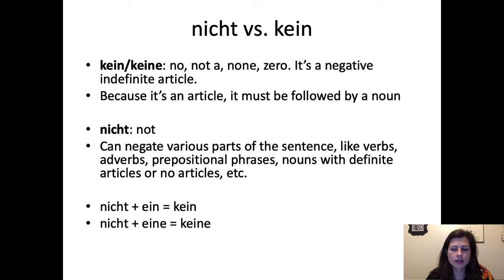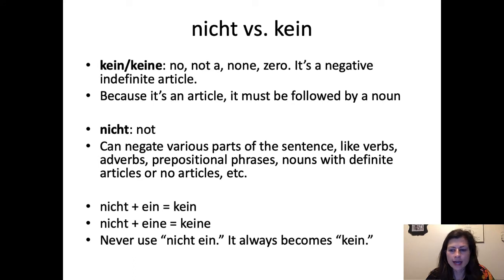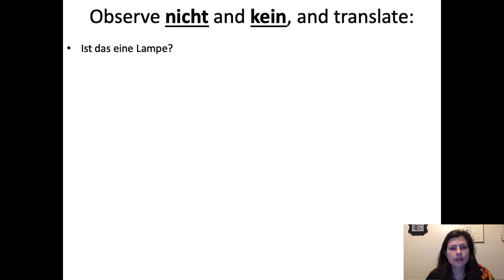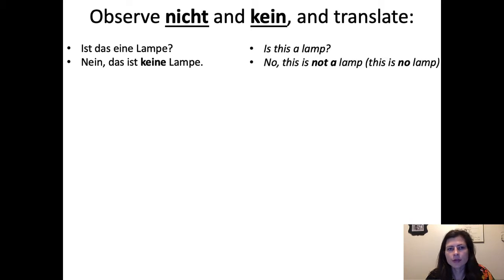And nicht ein always becomes kein, and all the different versions with the different endings. You never use nicht ein, it becomes kein. Those two together become kein. So we can look at these examples we had. Ist das eine Lampe? Nein, das ist keine Lampe. Is this a lamp? No, it's not a lamp. You wouldn't say nicht eine Lampe. You say keine Lampe, right?